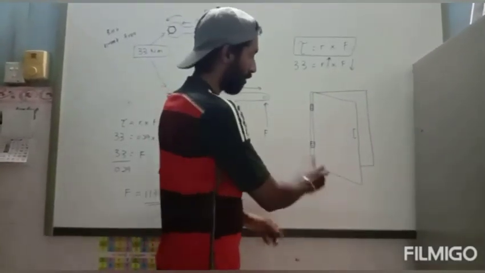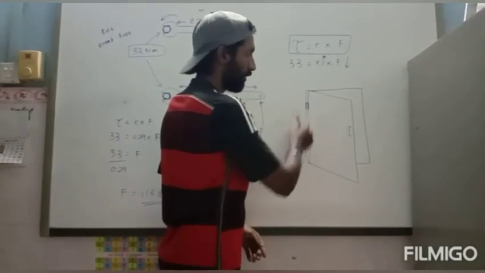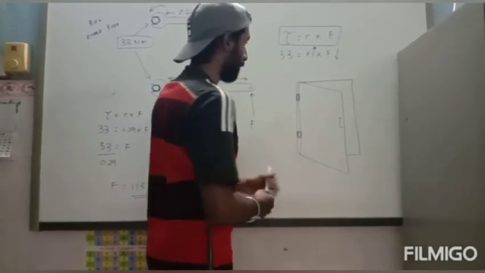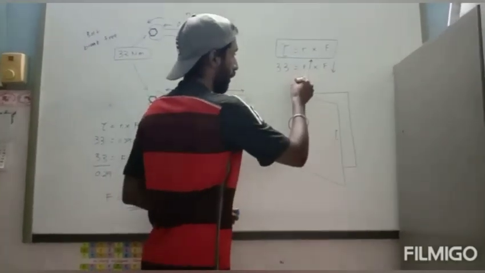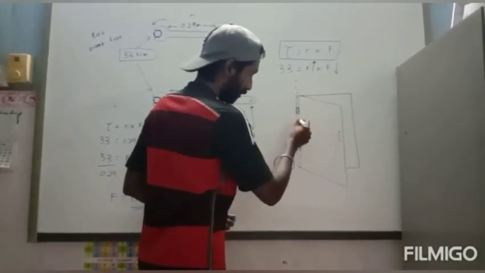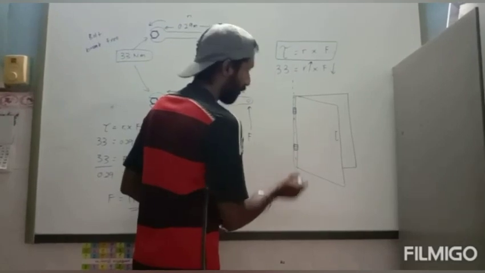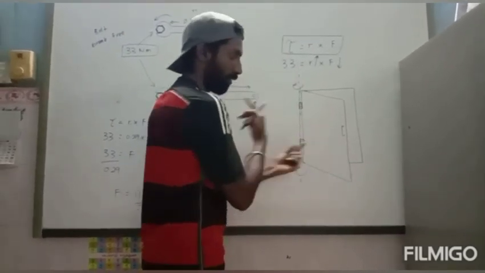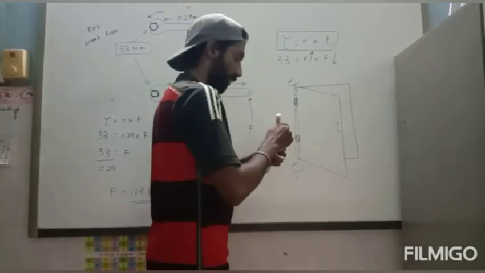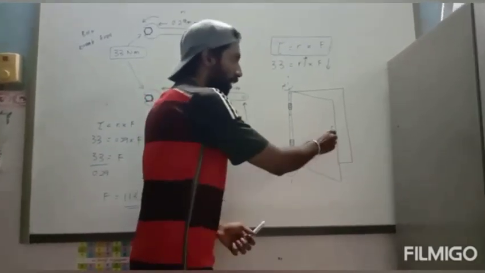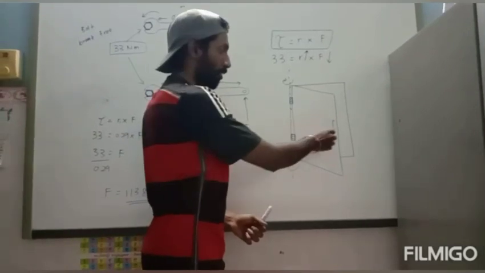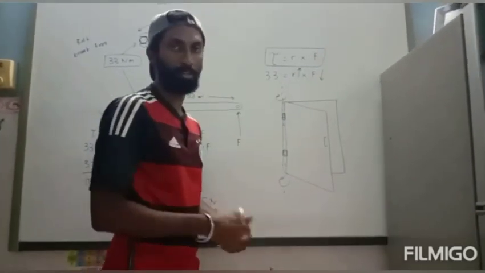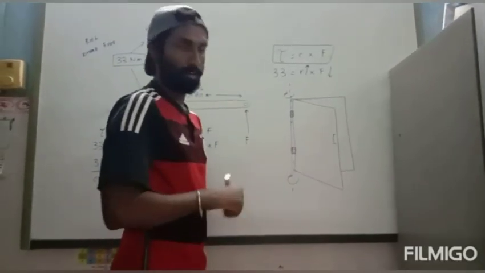Okay, this is a door. These are the hinges, and this is the holder, the knob. Okay, we open it this way. This is the axis of rotation. Let's say now I want to open up the door from here, the holder is here. Let's say I need 20 Newton of force to open up the door.